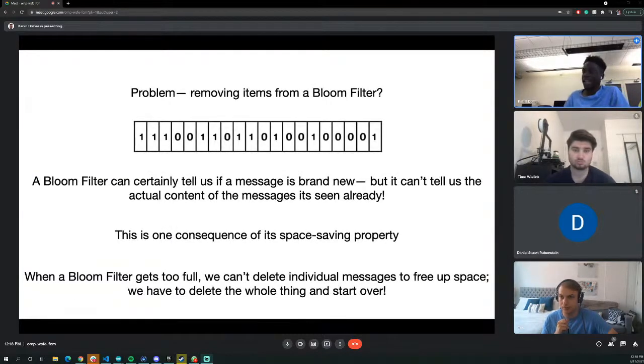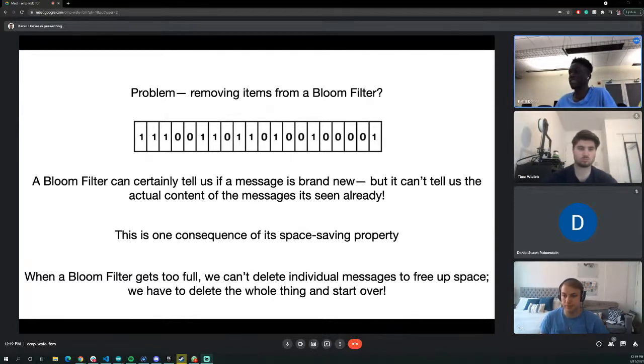So, actually, there's a problem that comes up with a Bloom filter. It's great. We have a nice space-efficient way of testing for duplicate messages with a very low chance of error if you choose your parameters right. But there's a problem deleting, removing items from a Bloom filter. You should already be convinced that a Bloom filter can tell us, with 100% accuracy, if a message we've seen is brand new.